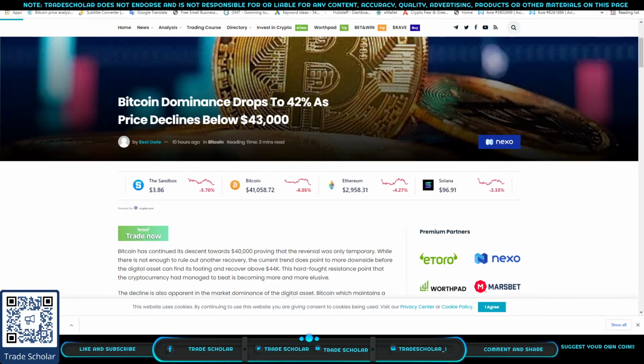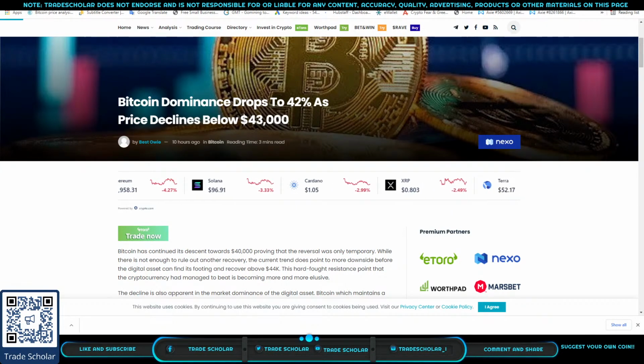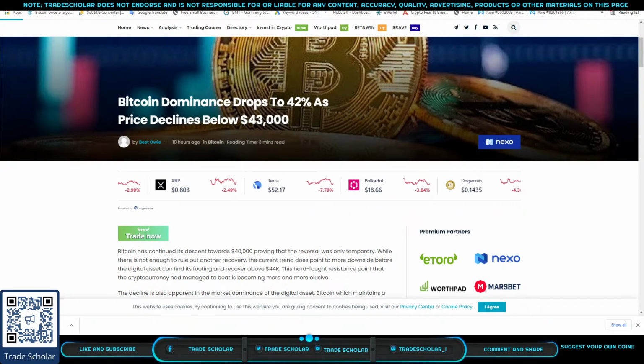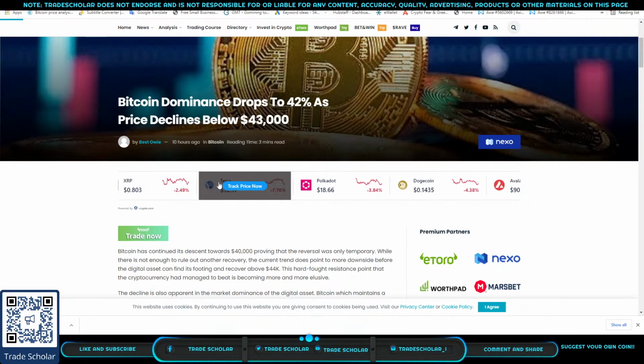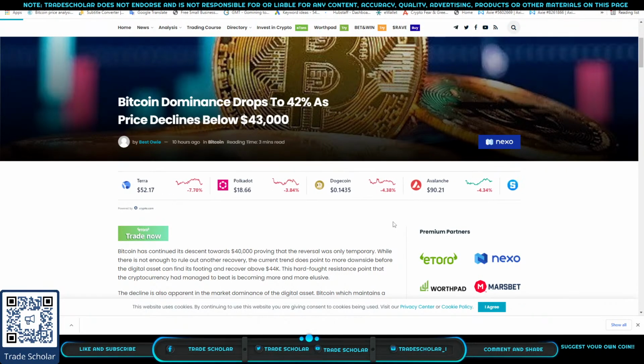So the planets rotate around the sun. Just like the sun is the biggest mass, Bitcoin is the biggest mass in cryptocurrency. Whenever Bitcoin moves, just like the law of gravity, Bitcoin pulls everything. Ethereum, XRP, you look at these coins right here, all are red. All are following the same path as Bitcoin.